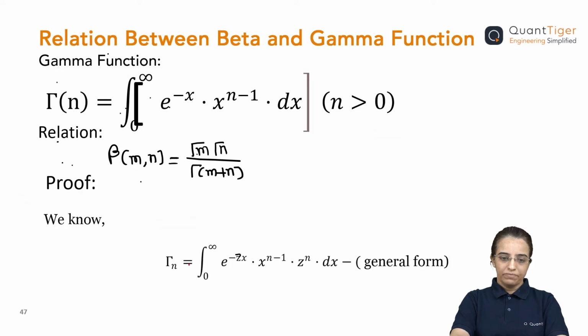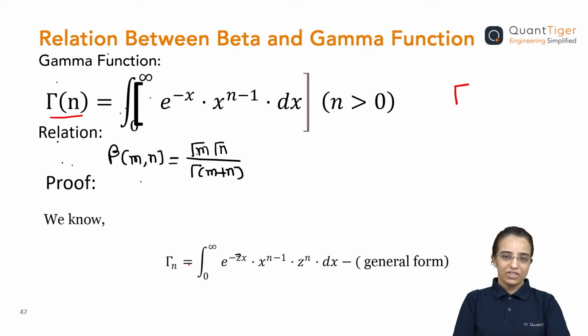Let's see about the gamma function now. Gamma function का formula जो है ये, this is the symbol which we use to represent gamma of n, where n is nothing but any positive number. So limit is between 0 to infinity, and e to the power minus x raised to n minus 1, and इसका integration लेना है with respect to x. So this is what the gamma function definition is.